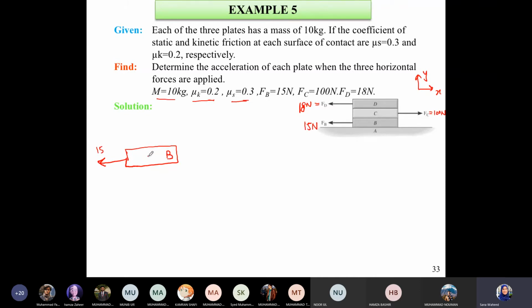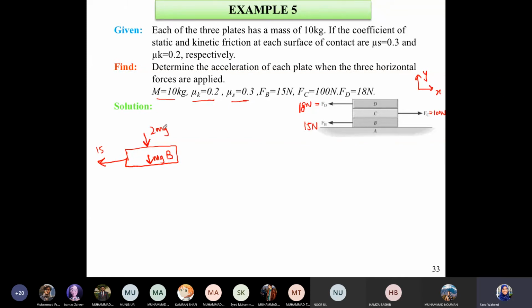One is that it has a weight of mg. Okay. Second, I also know that it has a normal force acting on it from the two blocks C and D. And what normal force will be acting on it from C and D? That will be equal to their weight. So it's 2 mg acting on it.